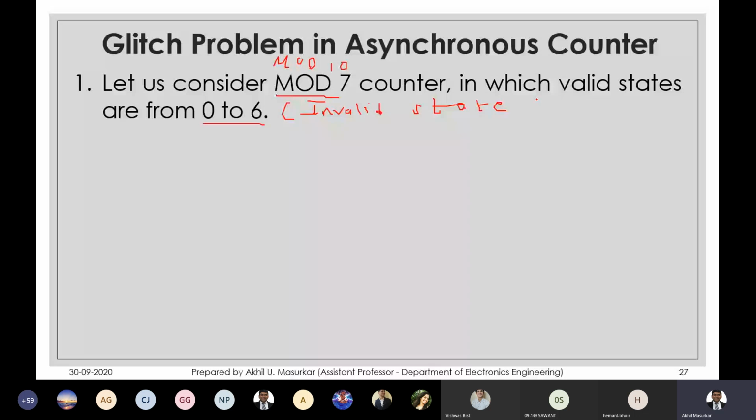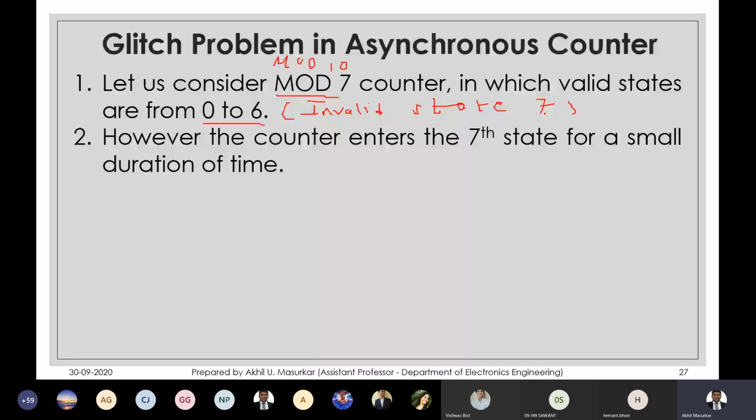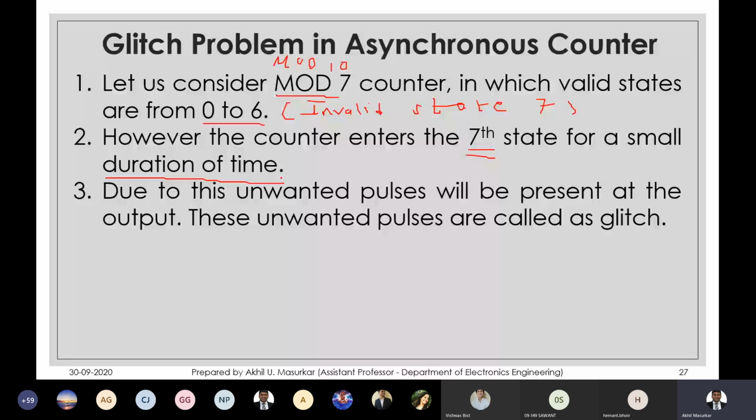So the valid states are from 0 to 6 for a mod 7 counter. However, the counter enters the 7th state for a small duration of time. Due to this, unwanted pulses will be present at the output. Just now I showed you the unwanted pulses. These unwanted pulses are called glitch.